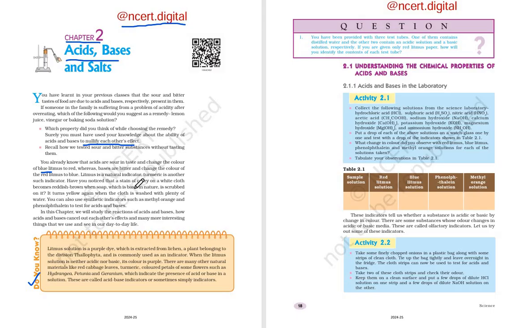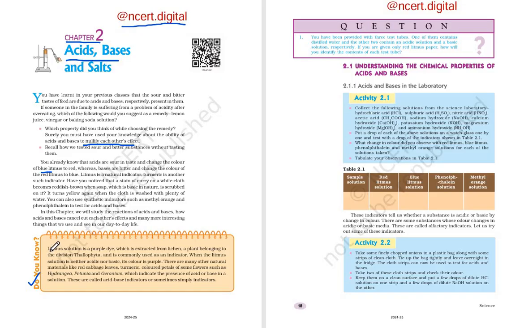Have you noticed that a stain of curry on a white cloth becomes reddish-brown when soap, which is basic in nature, is scrubbed on it? It turns yellow again when the cloth is washed with plenty of water. You can also use synthetic indicators such as methyl orange and phenolphthalein to test for acids and bases. In this chapter, we will study the reactions of acids and bases, how acids and bases cancel out each other's effects, and many more interesting things that we use and see in our day-to-day life.